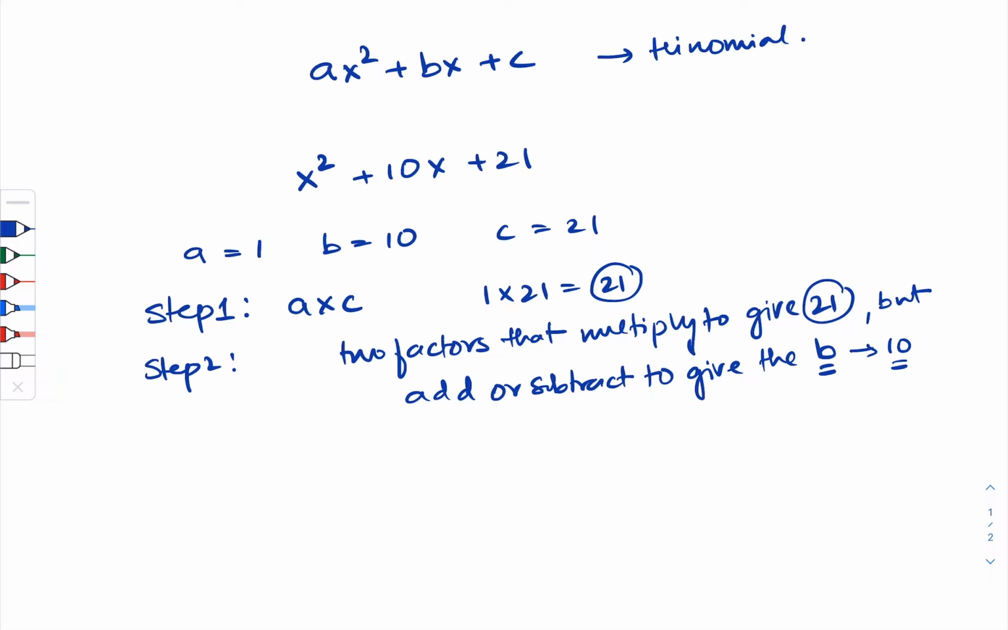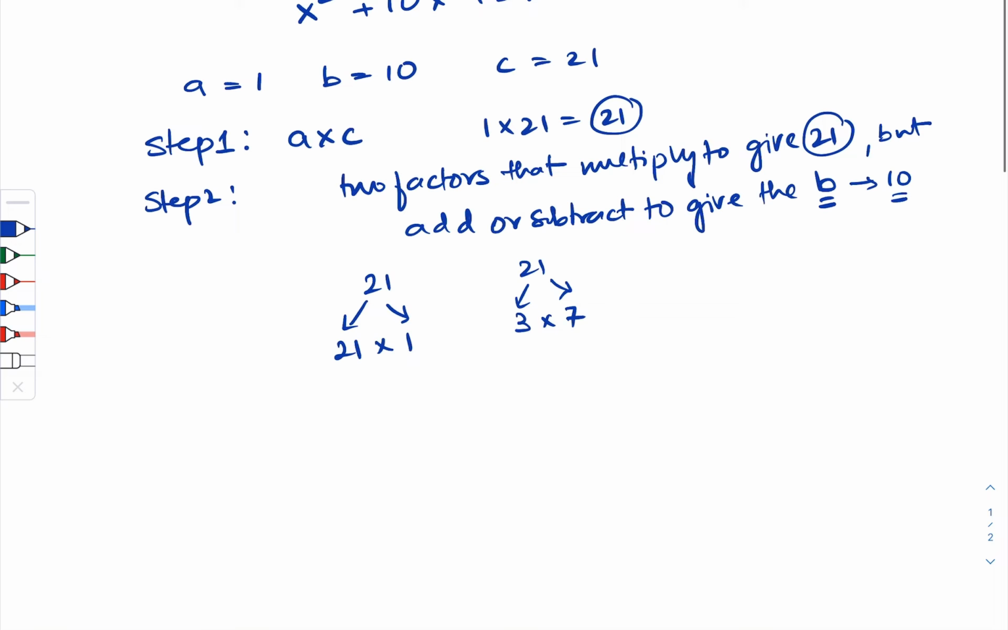The best way to do that is just take the 21 and ask yourself, what two numbers are going to give me 21? Well, I can think of 21 times 1, and then I can think of 3 times 7. Now if I look at the first combination, 21 times 1 gives me 21, but I cannot add or subtract these to give me 10. If I look at the second combination, 3 and 7, I immediately see that I can add the 3 and the 7, which gives me 10. So this is going to be my choice, the 3 and the 7.